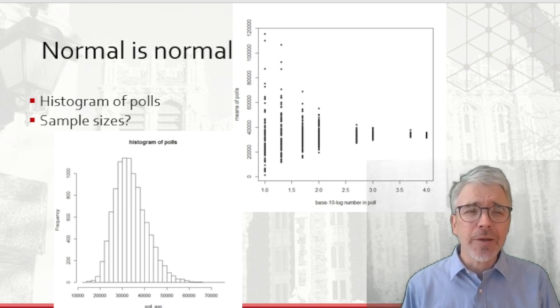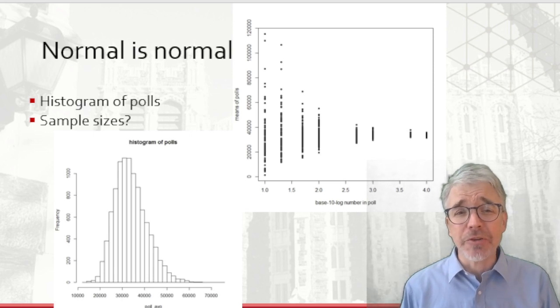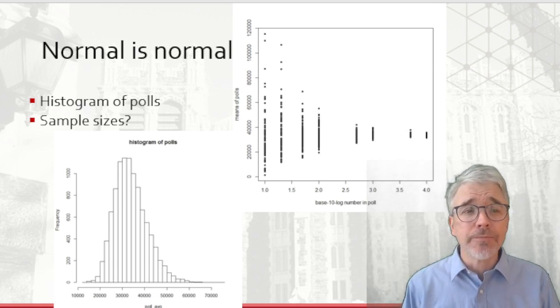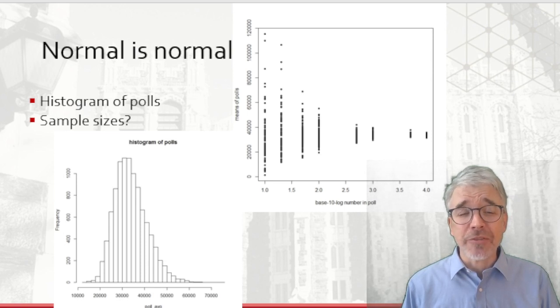Next step is ask, well, why pick 100? What if I had a different number of observations in the poll? Okay, do it. Sample sizes 10, 50, 1,000, 10,000. That's shown in the picture on the right. On the horizontal axis, I have the base 10 log of the number of observations in the sample. So on the x-axis labeled 1, which in logs means 10 to the 1 power, that's 10 observations. 2 is 100 observations. 3 is 1,000 observations. 4 is 10,000 observations.